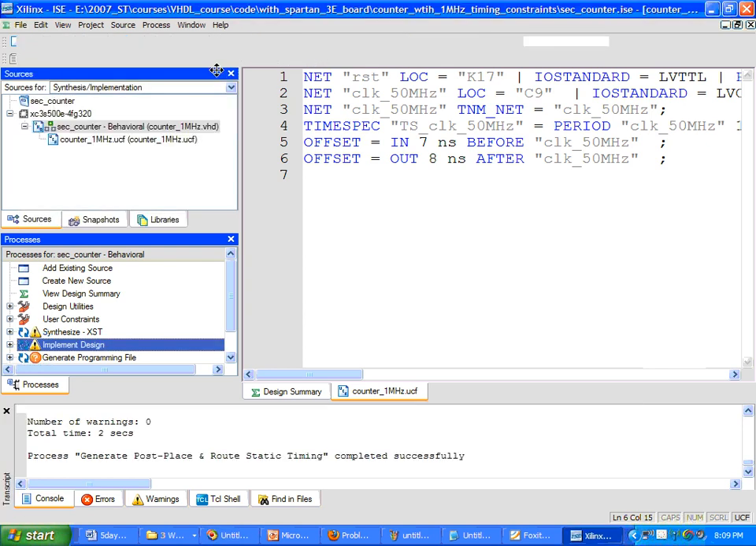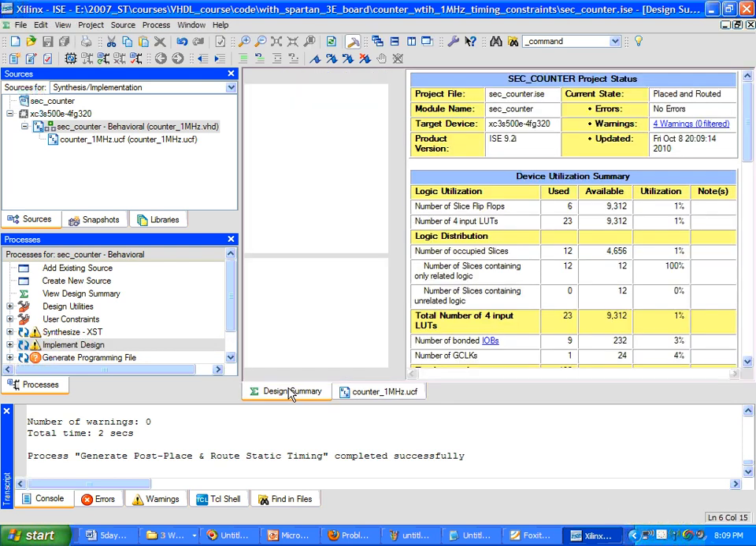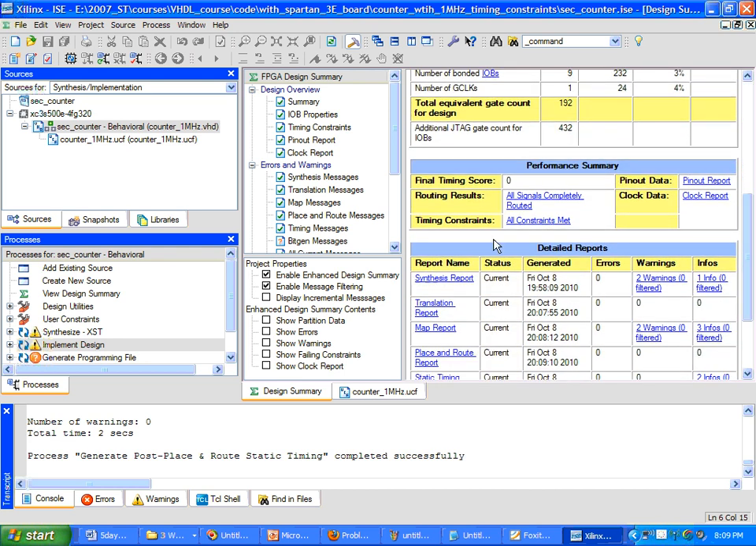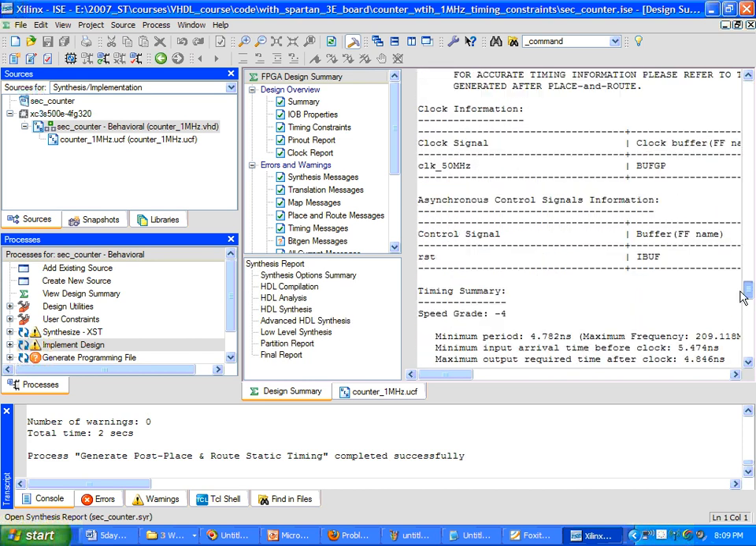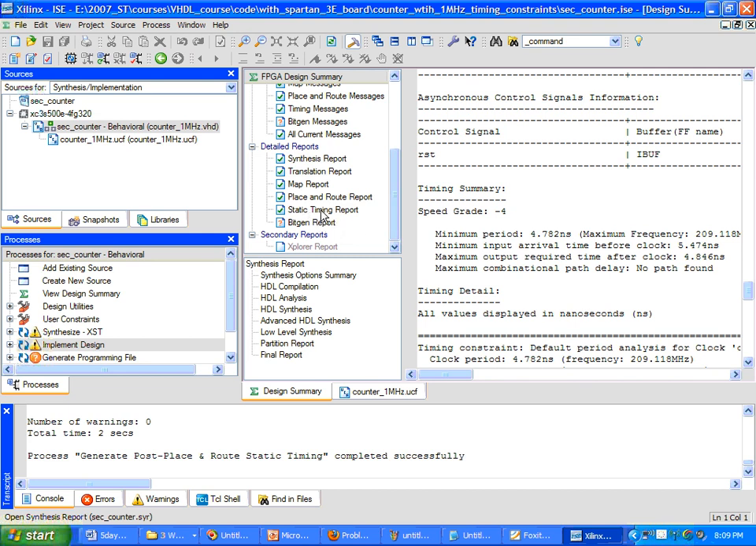Now it has shown that it has completed the implement design phase. Once this is over, you can go to the design summary. In the design summary, of course we know that there is one report called the synthesis report. That synthesis report will show you the 3 specs that the design can achieve, like the minimum period, the minimum input arrival time before the clock, and the maximum output required time after the clock. But these are only an approximate estimate. The more accurate thing we will find in the static timing report, also called the static timing analysis report, STA report.